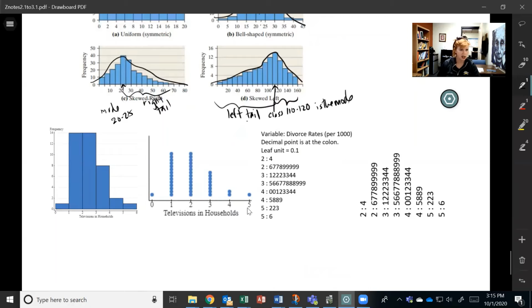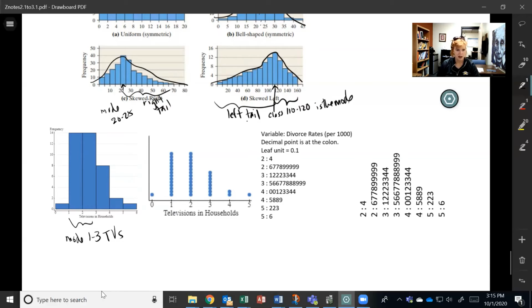All right, here was our televisions in the household. So here, my mode, I have two bars that are the same. This is not two modes. There's still just one mode. So my mode here is between 1 and 3 televisions.